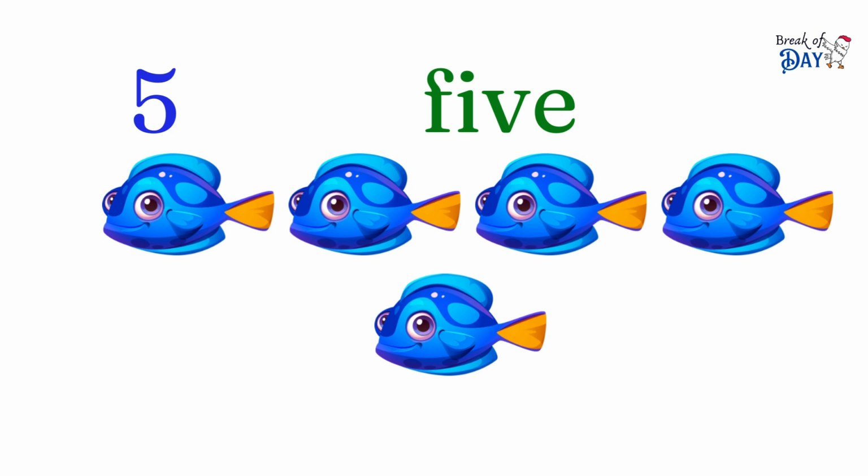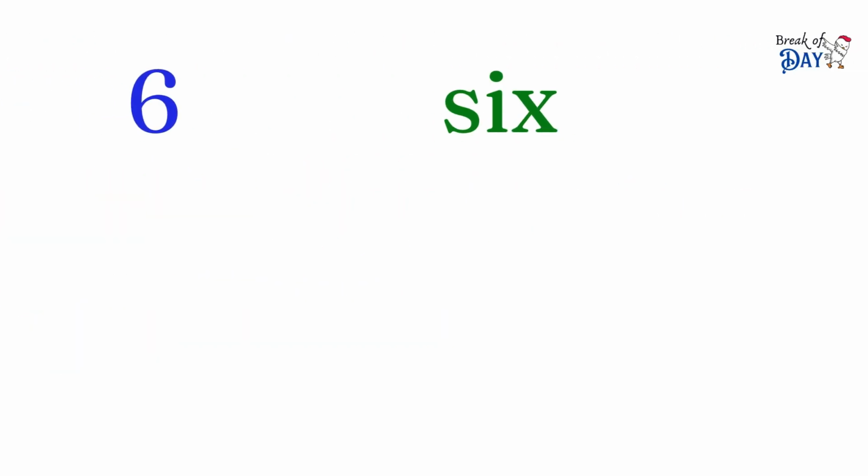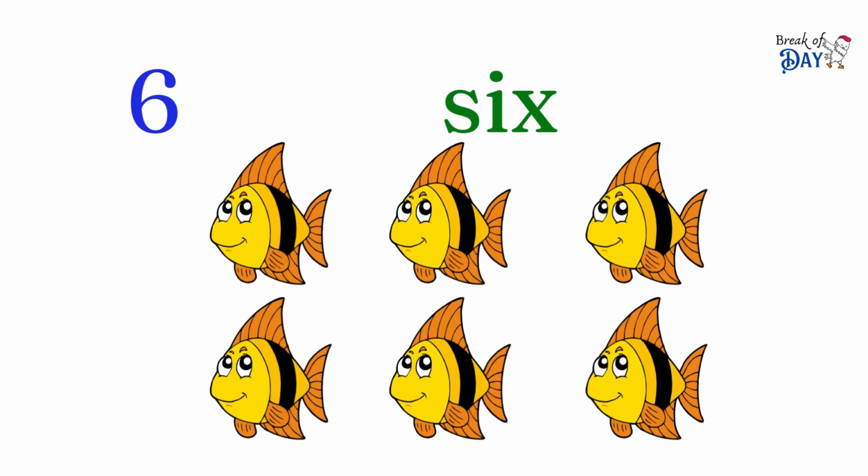F-I-V-E. There are so many fish here. Now let's count them. 1, 2, 3, 4, 5. This is number 6. S-I-X, 6. How many fish are there? Let's count them. 1, 2, 3, 4, 5, 6. There are 6 fish.